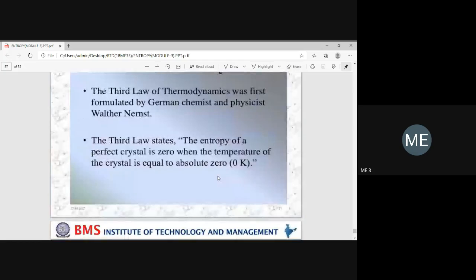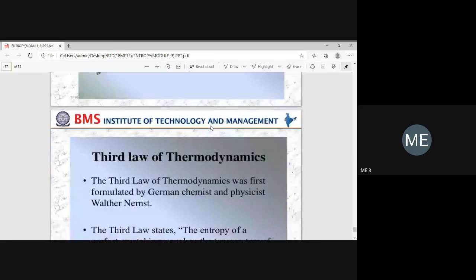The second law of thermodynamics is related to the direction of heat transfer. The first law of thermodynamics is related to energy transfer, that is, the law of conservation of energy. The zeroth law of thermodynamics deals with the concept of temperature and thermal equilibrium, whereas the third law of thermodynamics is mainly related to entropy. That is, the entropy of a perfect substance is zero when the temperature of the crystal is exactly equal to absolute zero.